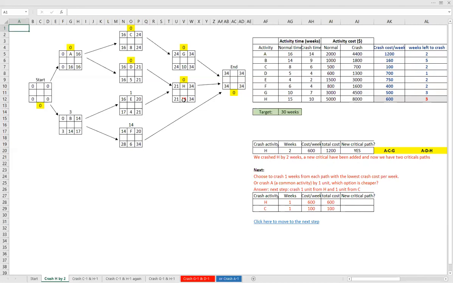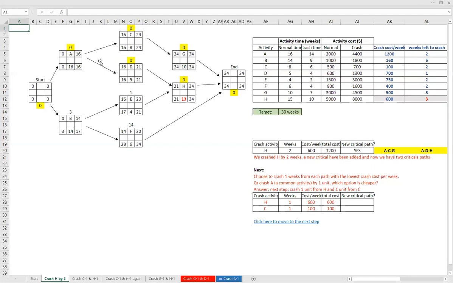I reduced it by 2 weeks. And what happened, you can see now we have 2 critical paths, ACG and ADH. That's why I didn't crash it by 5 weeks in the beginning, and only by 2 weeks. So now we can see H has only 3 weeks left possible to crash.